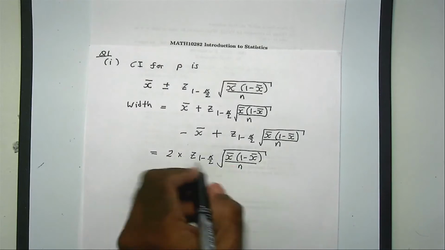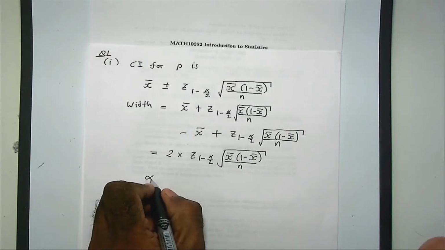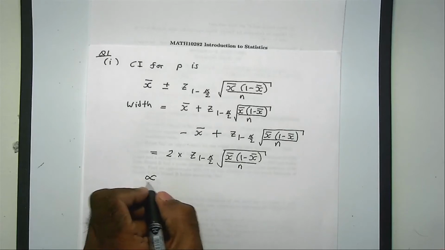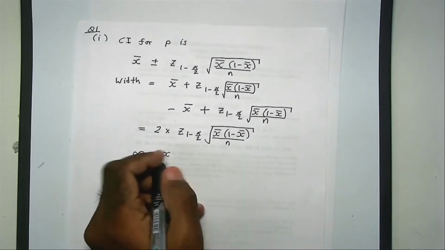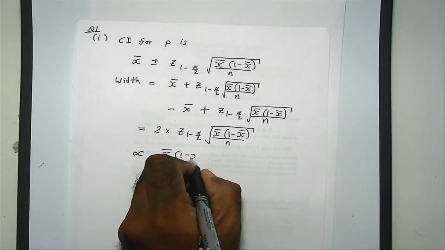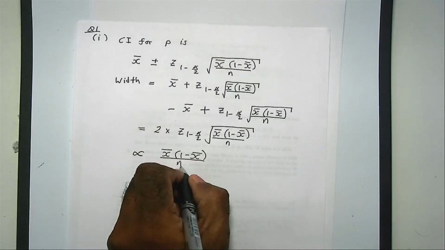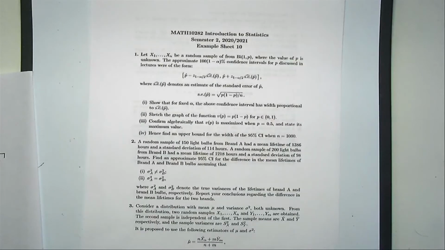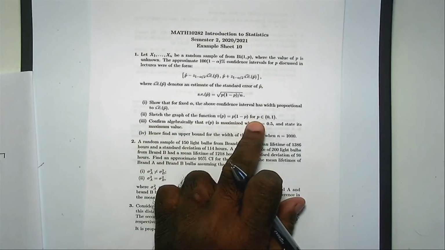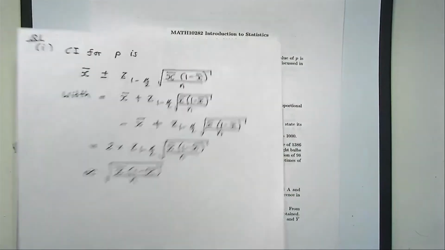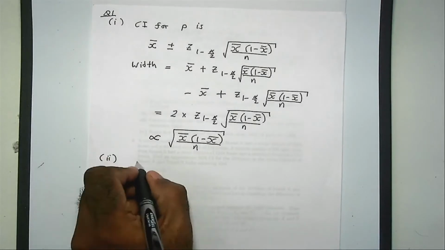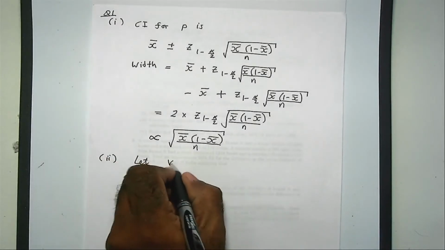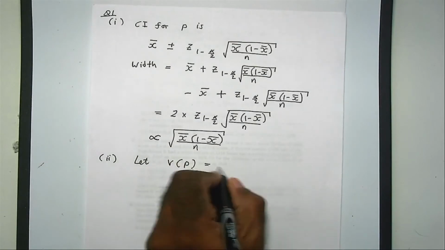Now clearly this is proportional, this is the sign which denotes proportional to, the standard error, which is this. So that's what the question asks you to do in the first part. The second part is asking you to plot this as a function of p. Part 2: let Vp be equal to p times 1 minus p.